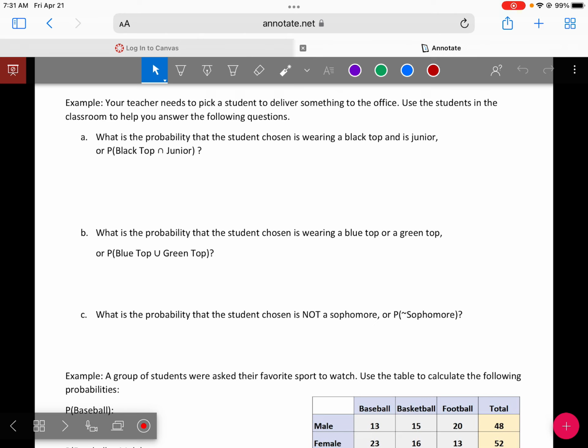So it says, your teacher needs to pick a student to deliver something to the office. Use the students in your classroom to help you answer the following questions. Okay. First of all, we have to know how many total students we have in here. So look around, count the students while I finish writing this pass, okay? Count the students in here. That was quick. You're supposed to go slower. No, I'm kidding.